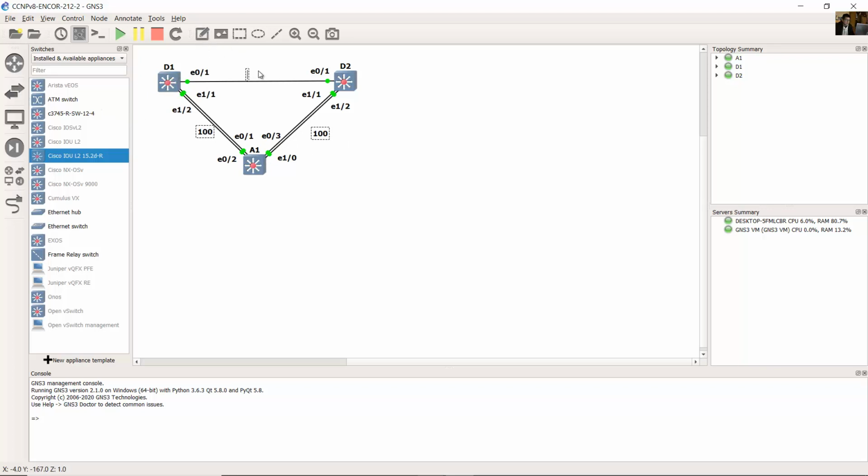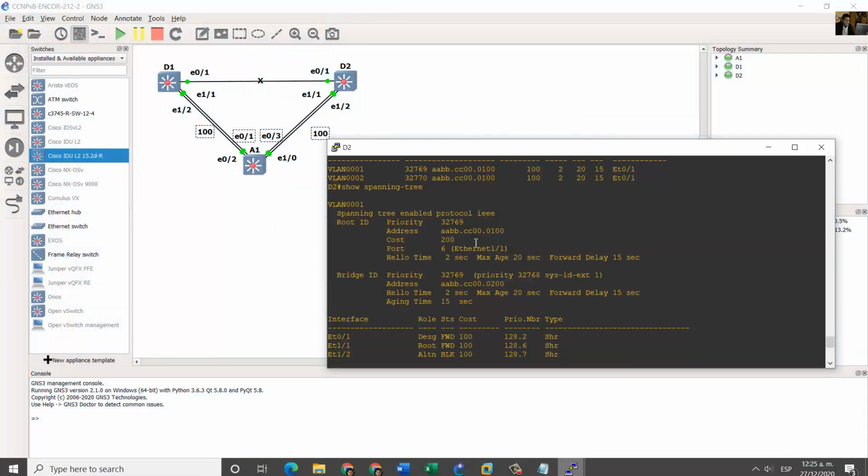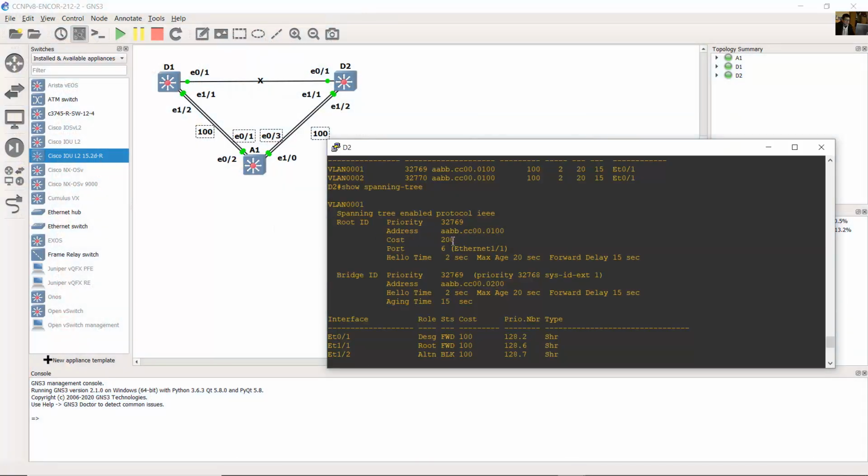And this link is shut down. So D2 has a path cost to reach the root bridge of 100 plus 100, which is 200. So that's why you can see here the path cost to reach the root bridge.